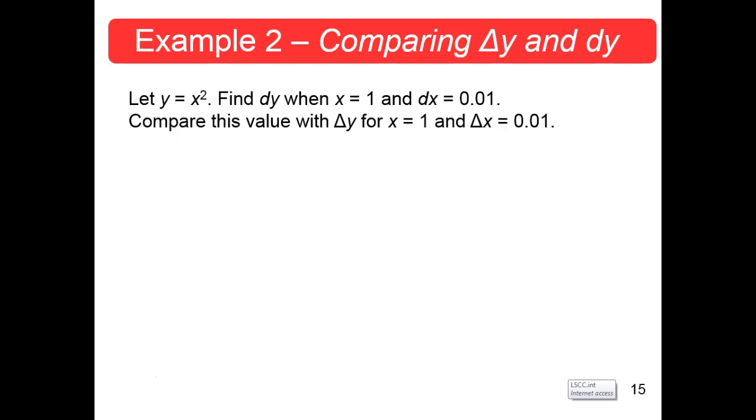Okay. So let's do this. Let y equal x squared. Find dy when x equals 1 and dx is 0.01. Okay? Well, what do you reckon we're going to do first? What would be a good first idea? Second?